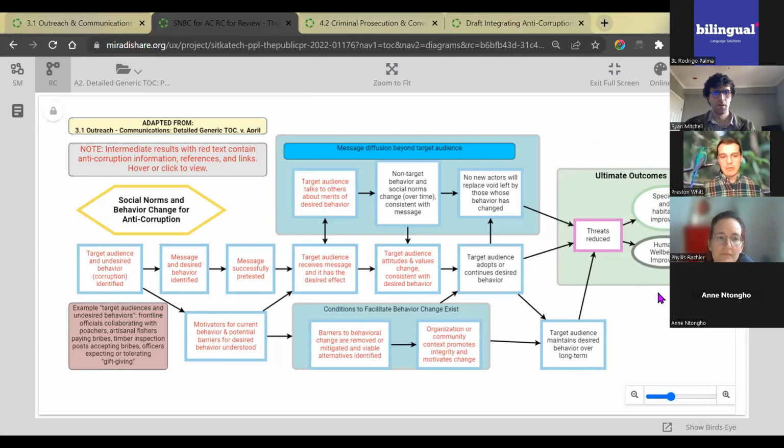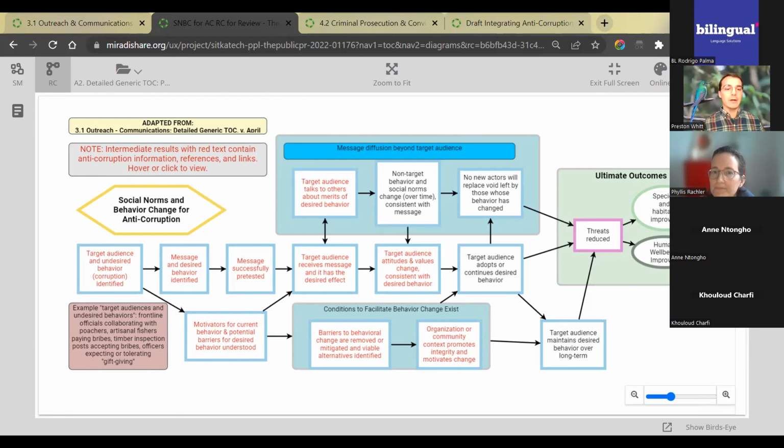So, specifically looking at social norms and behavior change for anti-corruption, we've added in some examples here of the kinds of target audiences and undesired behaviors that one might target with an activity. Most of these are drawn from examples from our research and from our collaborations in countries. So there may be frontline officials like rangers who are collaborating with poachers for various reasons. I'll talk about that in a second. Artisanal fishers who may be paying bribes, who may have to pay bribes or view that they have to pay bribes. Timber inspection staff accepting bribes, etc.